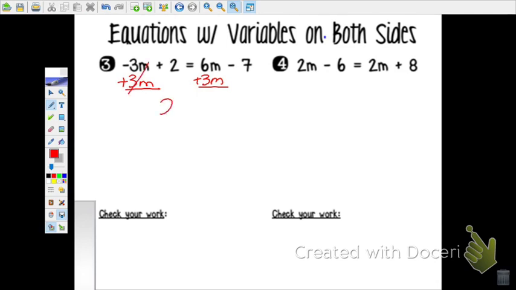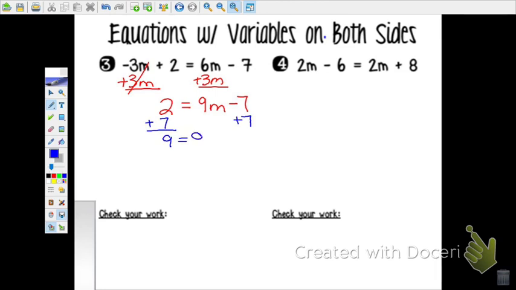So I have 2 equals 9m minus 7. I want to get the m by itself. So what's the next thing I'm going to do? Okay, going to add 7 because again, I'm working on the side that has that variable. So I'm adding 7 to both sides.